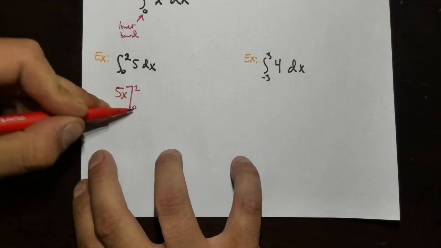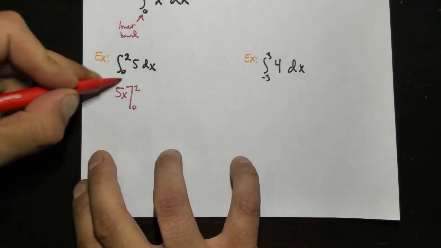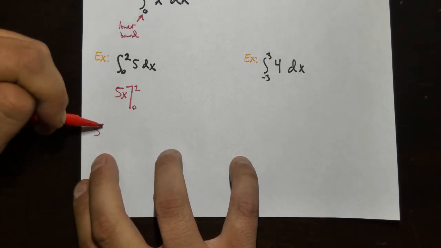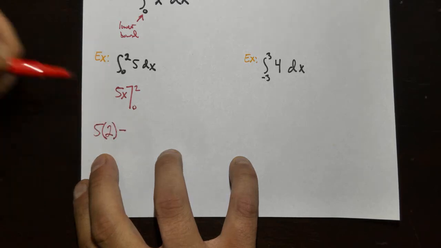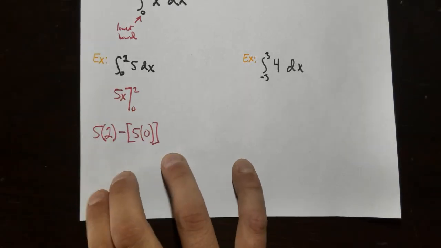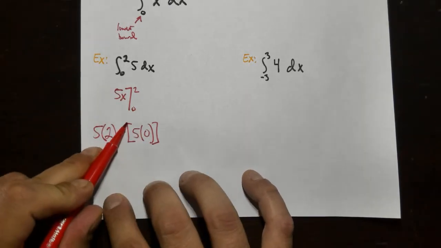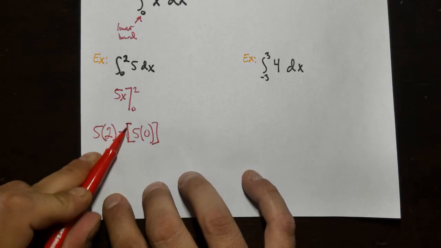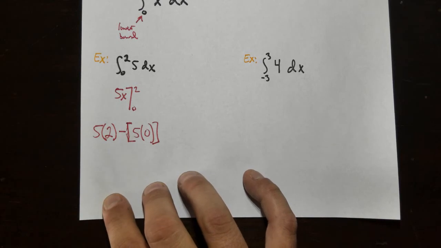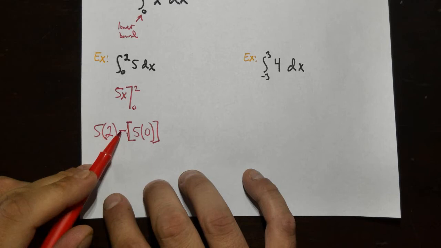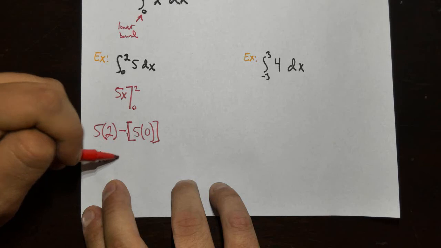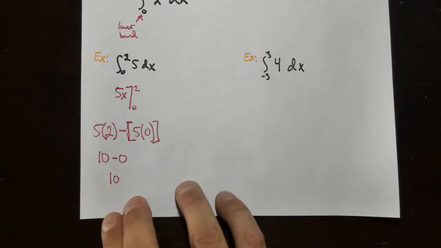Then we just evaluate. We plug in 2 and subtract. So we take the upper bound, plug in our value, and then we subtract the lower bound value from it. So it'd be 5 times 2, minus 5 times 0, just like that. And I always like to put the second one inside brackets or parentheses, because if there are multiple terms, you'd have to distribute this negative. That won't be the case here, though. So what is 5 times 2? That's 10. This is 0. So our answer here is 10.